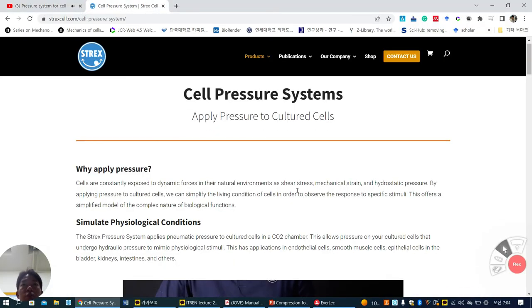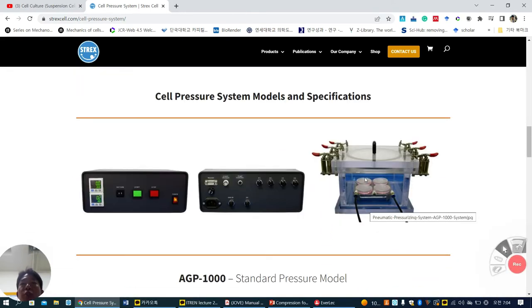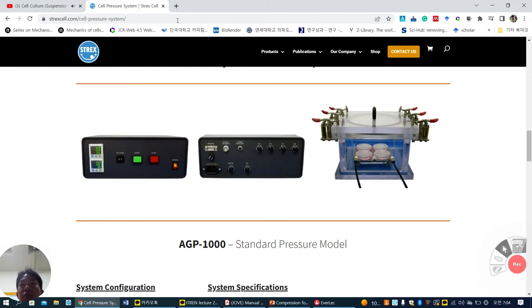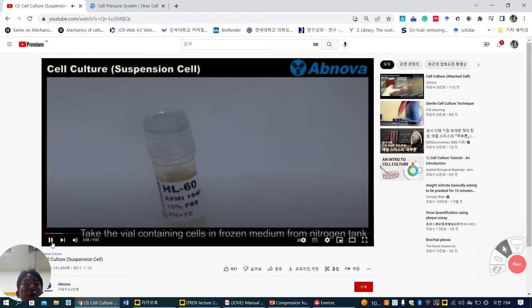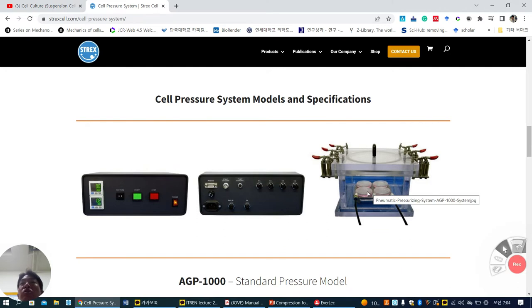Okay, so basically, you can position your 6-well plate or this 35 millimeter dish like this. And then the gas chamber system injects the gas to induce pressure while you are culturing. The benefit of this machine is you don't need to use special plates or special things. You can use your normal plate, normal culture dish, and at the same time, you can induce the compression. This is the beauty of this machine.